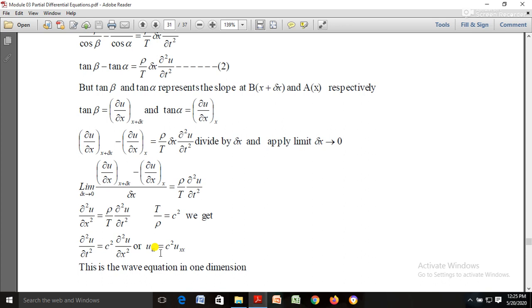This is the wave equation in one dimension. This is very important.